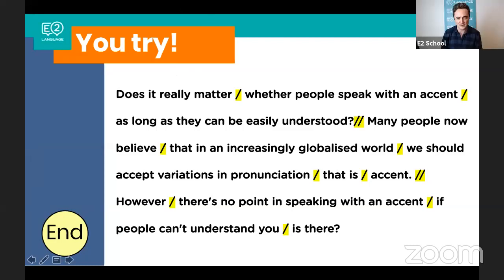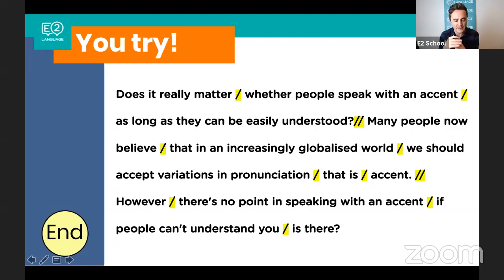Cool. So when we're pausing there, we're just pausing for like a split second, maybe less than a second. Does it really matter whether people speak with an accent as long as they can be easily understood? One, two, maybe like a second or two max. But what that allows the listener to do is to process your spoken language. Because if you just speak rapidly at somebody, my brain doesn't have enough time to process the meaning. I need you to sort of give me slight pauses. I'm not that quick. Nobody is. I need you to give me slight pauses so I can actually extract the meaning and move on. So just be conscious when you're speaking.